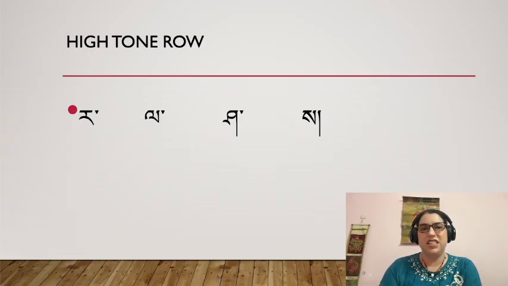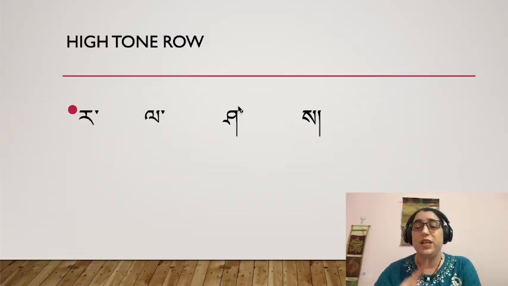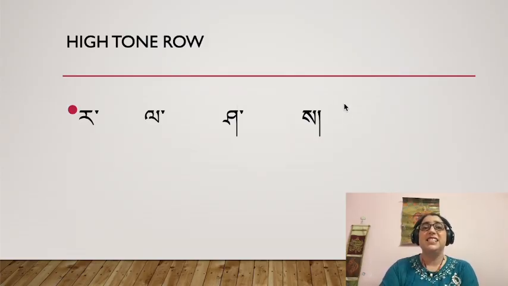This is almost identical to an English SH. Sha, sha, much closer to the front of the mouth than the earlier sha. And then finally, sa, sa. This is like an English S.